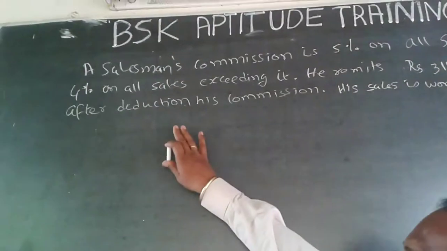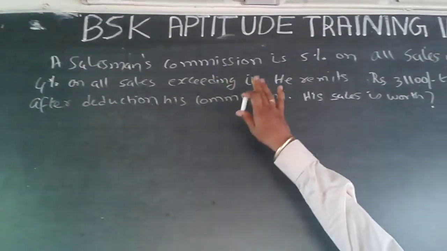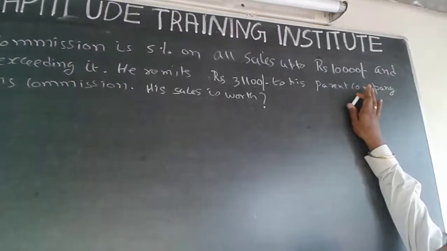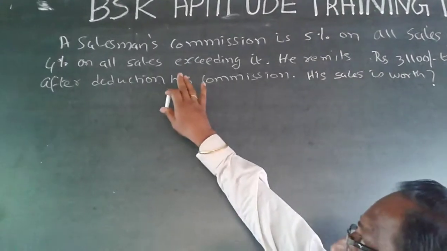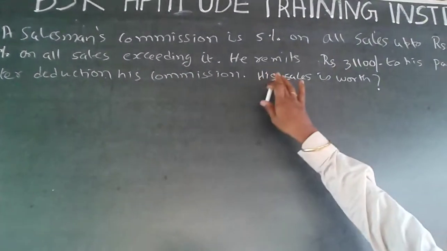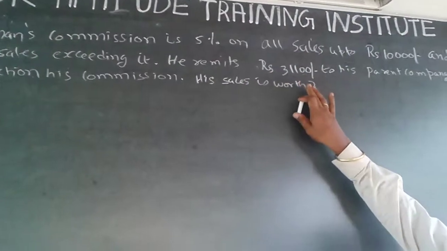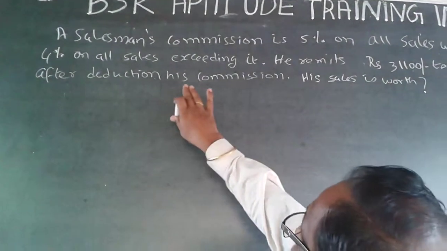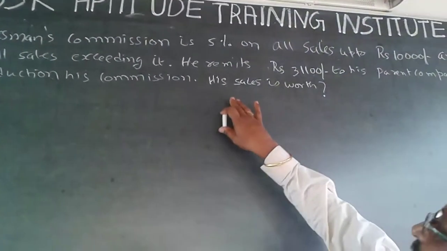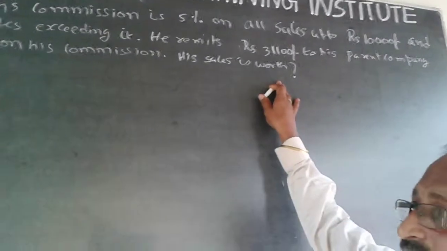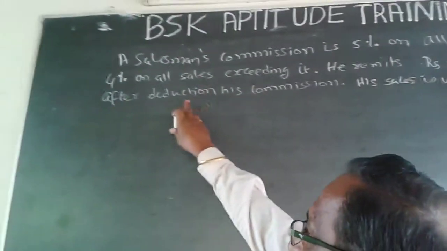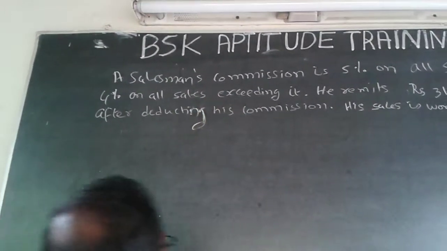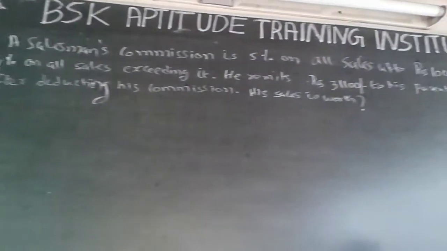So the question I am going to handle is: a salesman's commission is 5% on all sales up to rupees 10,000 and 4% on all sales exceeding it. He remits rupees 31,100 to his parent company after deduction of his commission. After deducting his commission, his sales is worth what?